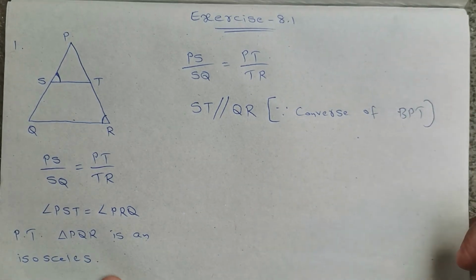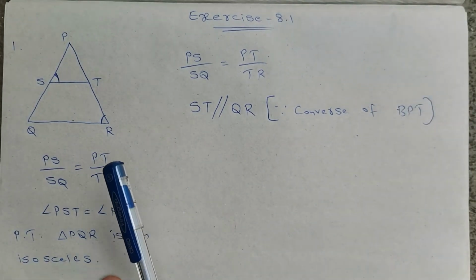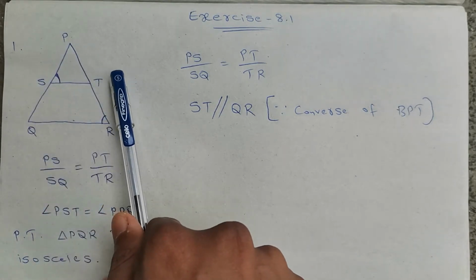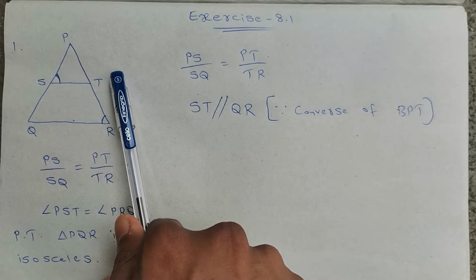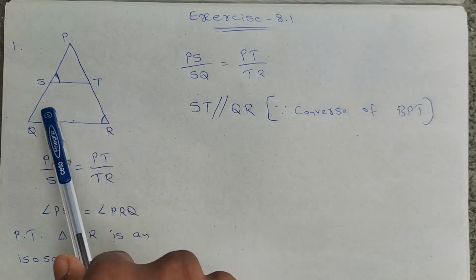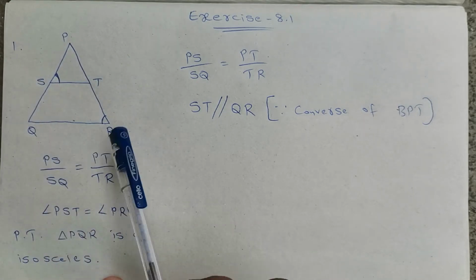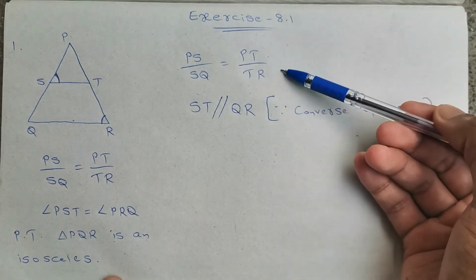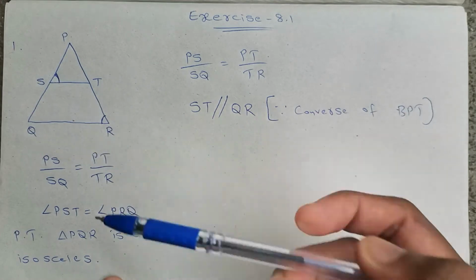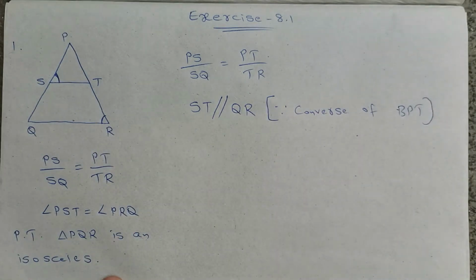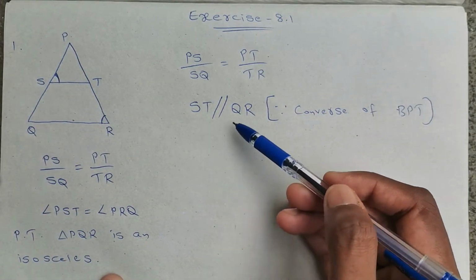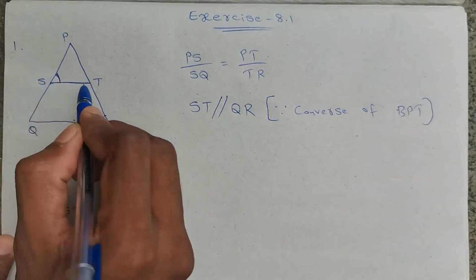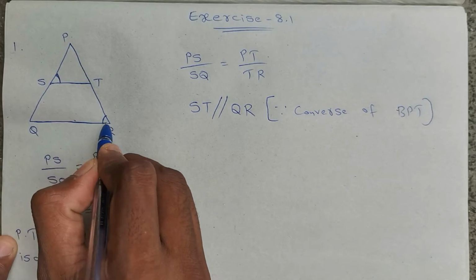What is the converse of BPT actually saying? If a line is dividing the remaining two sides in the same ratio, then obviously that line is parallel to the third side. So here he clearly mentioned in the question itself, they are dividing in the same ratio, then obviously this ST is parallel to QR. Now ST is parallel to QR. This line is parallel to this line.